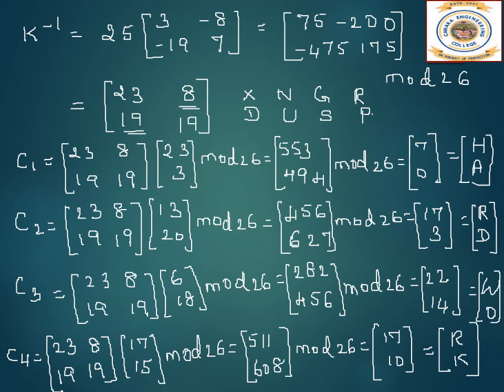So now we got the plain text from the given ciphertext. HA and RD is hard, WO and RK is work. This is how you have to do the decryption process. We started with XD, NU, GS and RP, which was the ciphertext given, and from this we got the plain text. This is how the Hill cipher encryption and decryption process is done.